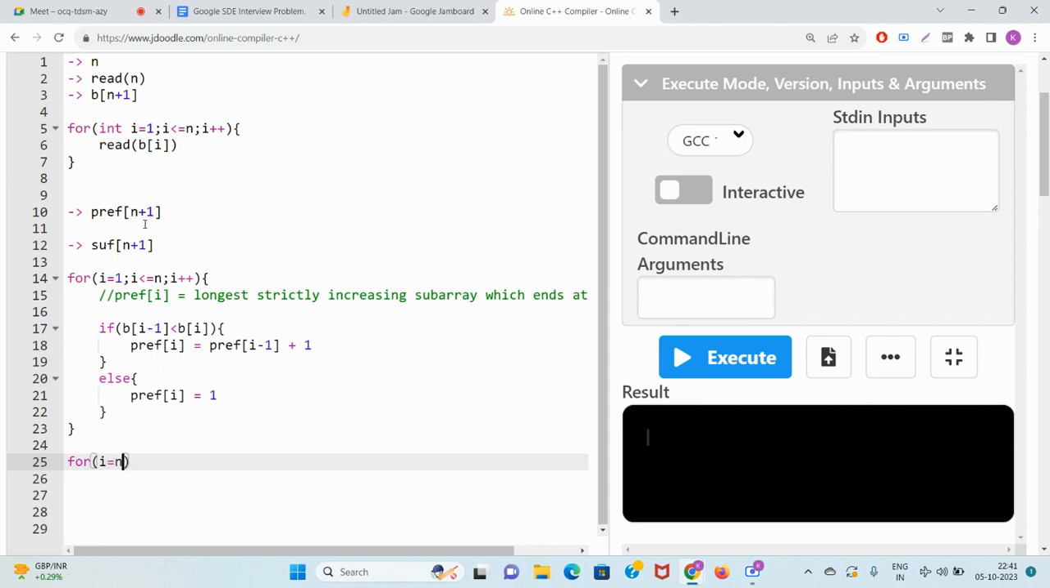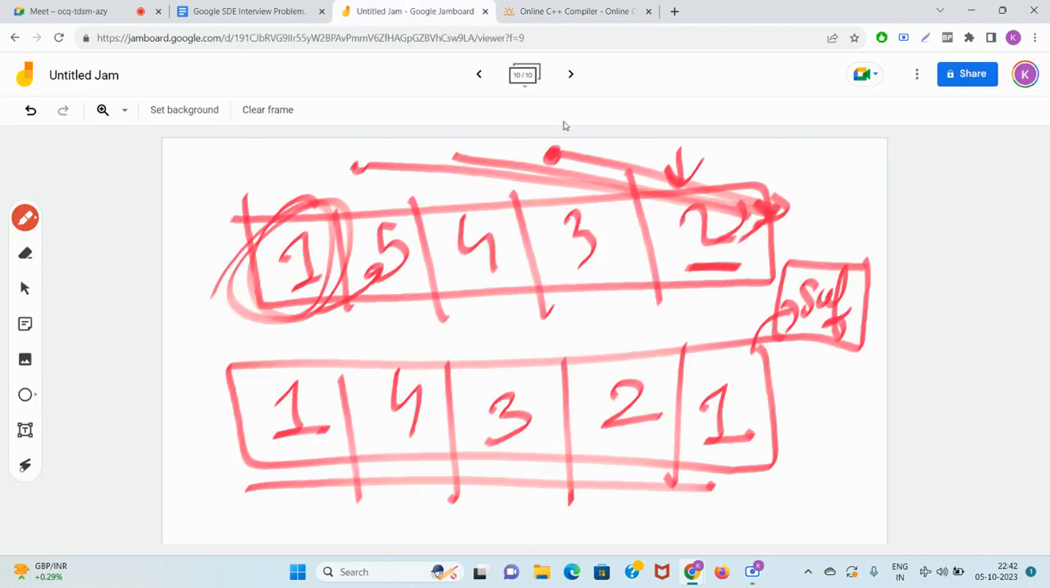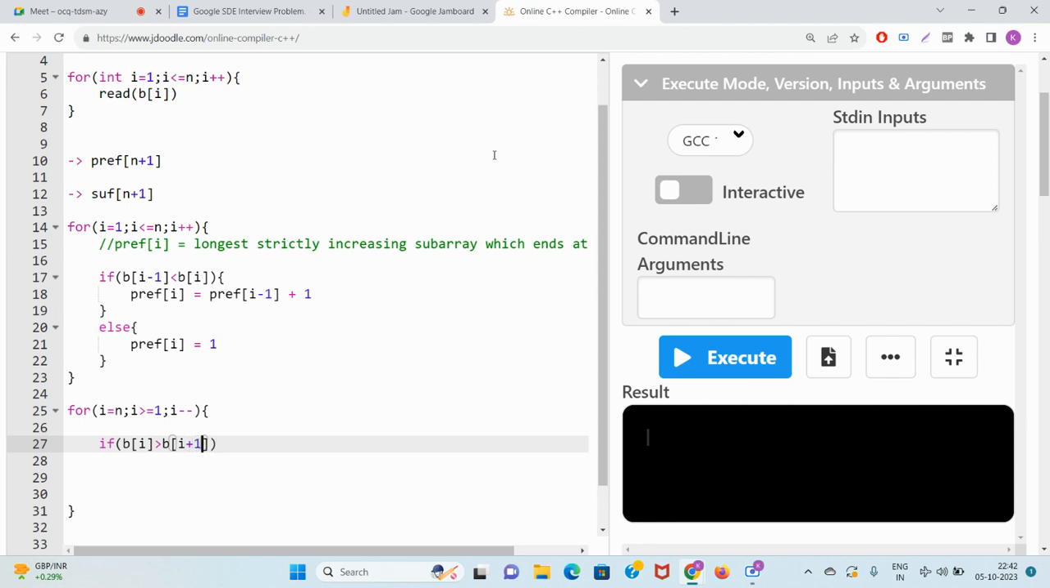For i, guys, this time I will start at n and go backwards: i equal to n, i greater than or equal to 1, i minus minus. So if your current element b of i is bigger than the element at the back position, b of i plus 1, like if 3 is greater than 2, only then can you add to the length, right? So if b of i is greater than b of i plus 1, suf of i will become suf of i plus 1, plus 1. Whatever was the decreasing length there, you add one more.